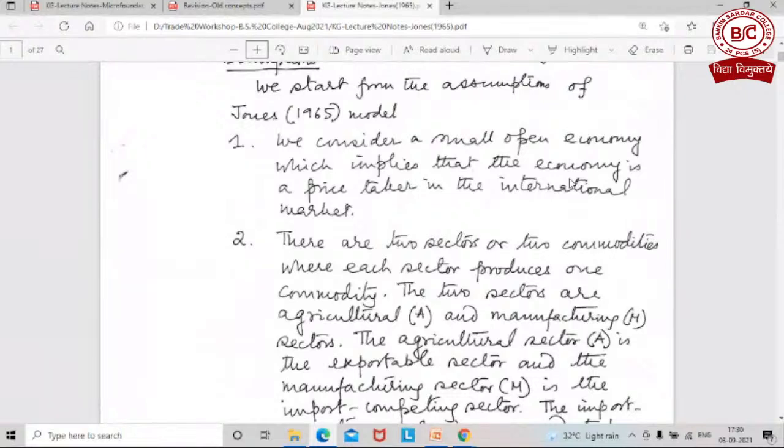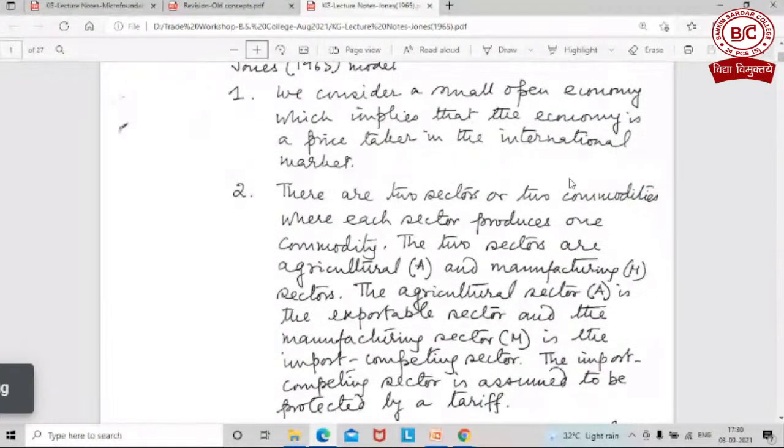Whereas the manufacturing sector is the importable or the import competing sector. India can produce perfumes, but people may like French perfume. So Indian perfume producers need to compete with the imported perfumes from France. So that's why it's an import competing sector or importable sector. Sector M, which is the manufacturing sector. The notations will tell you about the sectors. A stands for agricultural sector and M stands for manufacturing sector. Is it okay?